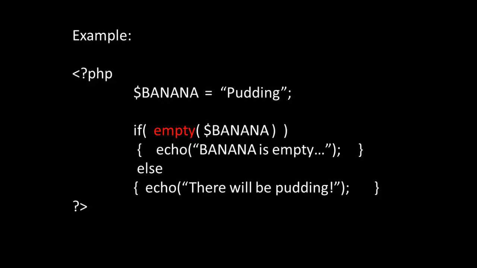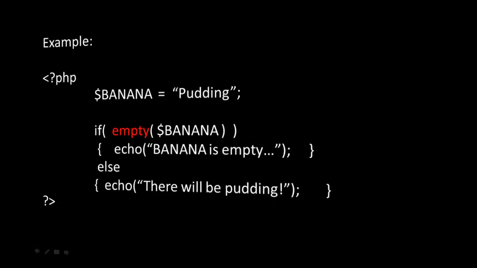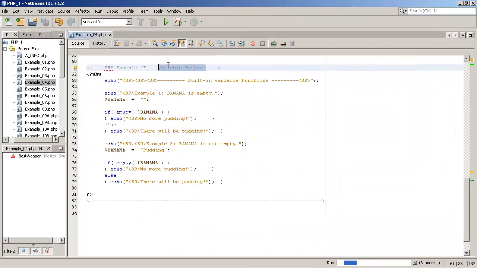Just as an example, let's use one of these PHP variable methods, in this case the empty method. So we have a variable banana that holds the string literal value of pudding. As the condition part of the if statement, we're calling the empty method to see whether or not the variable banana is empty or it has value. So if it has no value and it is empty, it will simply echo banana is empty, and that will be sent to the client. But if it does have a value, and in this case it does, it's pudding, then it will display there will be pudding.